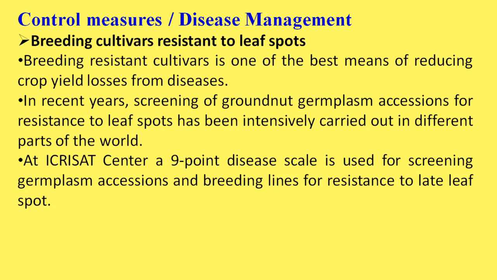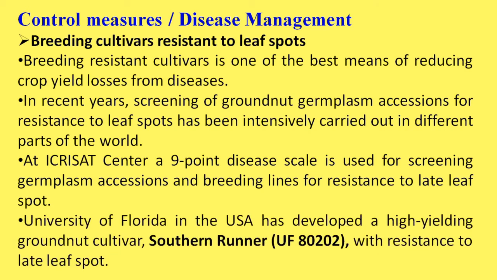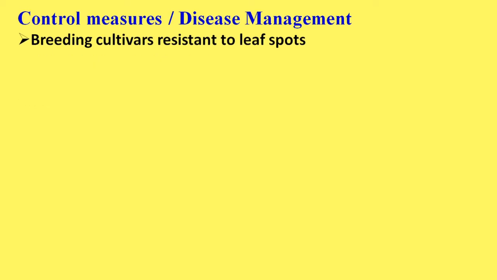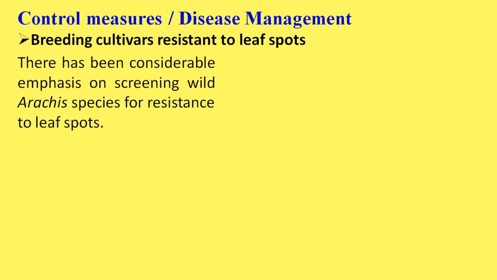There were various research institutes involved in this entire process of disease control, and through continuous effort, one variety was released by the University of Florida, United States of America, which is a high yielding groundnut variety named Southern Runner EF80202. So this was a very effective variety against the leaf spot disease.